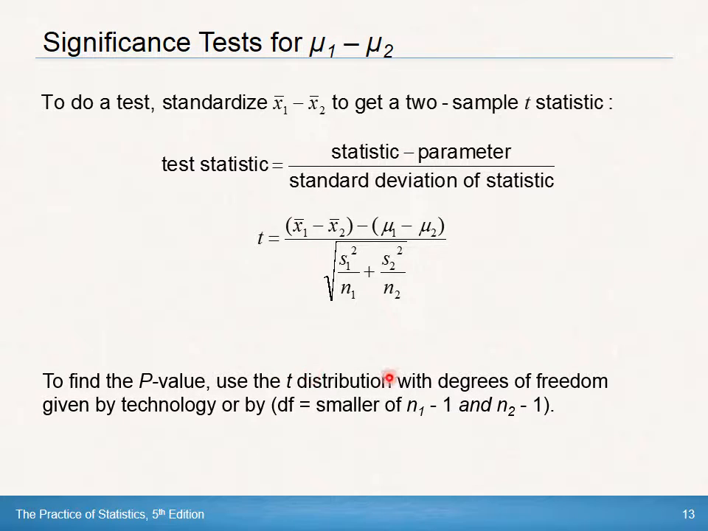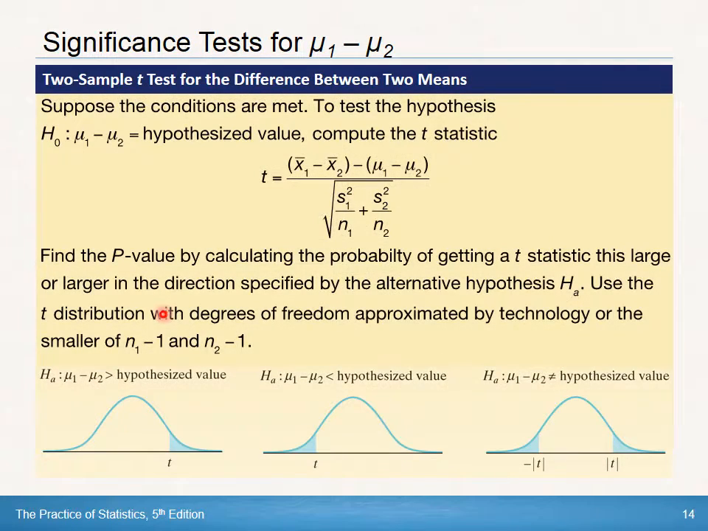To find the p-value, use the t distribution with degrees of freedom given by technology, or use the smaller of the two. So here it is as another summary. Remember, if we're greater than, we're focusing on our area to the right. If it's less than, it's to the left. And if it's two-tailed, remember we have to times by 2.